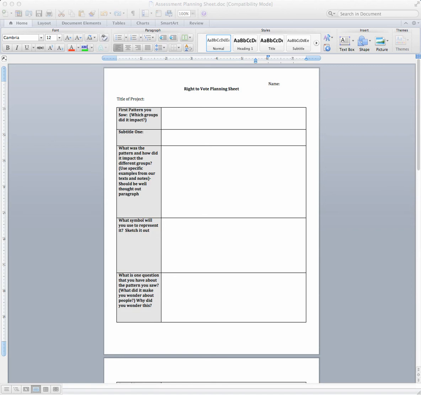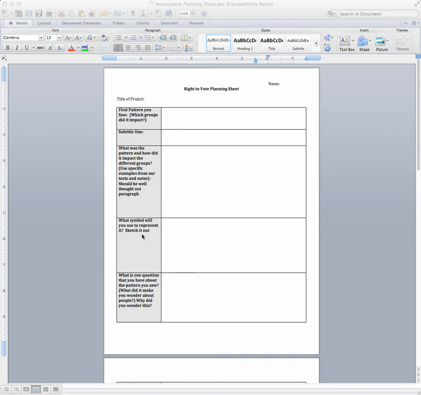Hi everyone, I want to tell you a little bit about the social studies assessment that your student should be working on this week. In class, we've been looking at the history of the vote and how different groups struggled to gain the right to vote. And for this assignment, the student should use their notes and any articles that we use to find patterns that the different groups went through in gaining the right to vote.